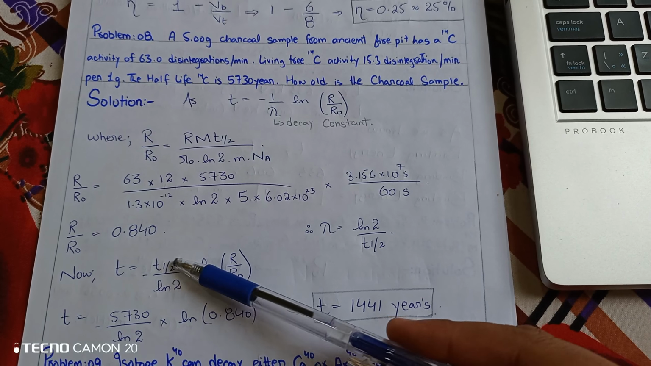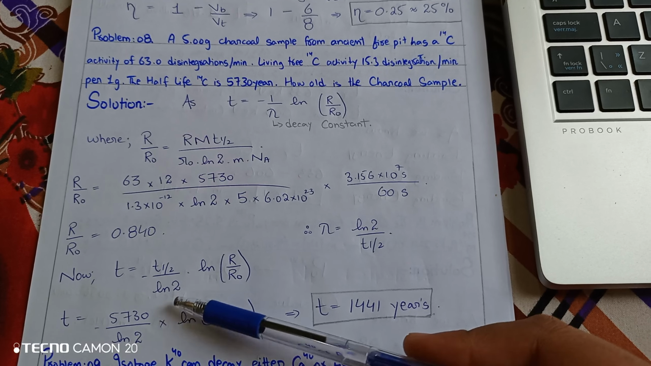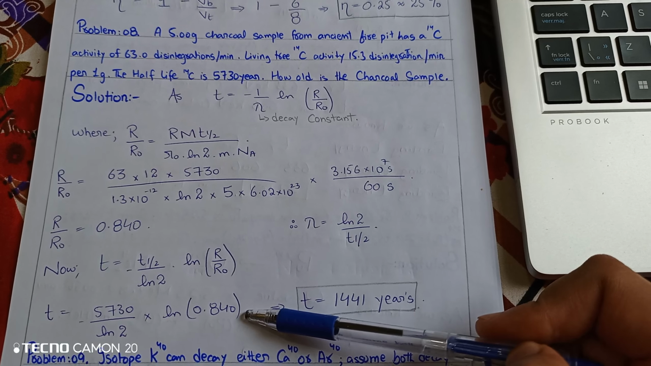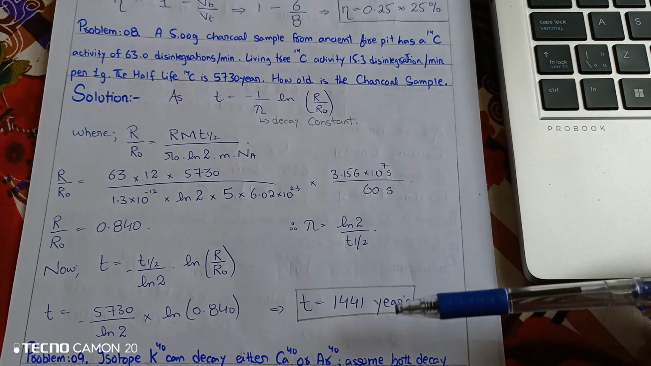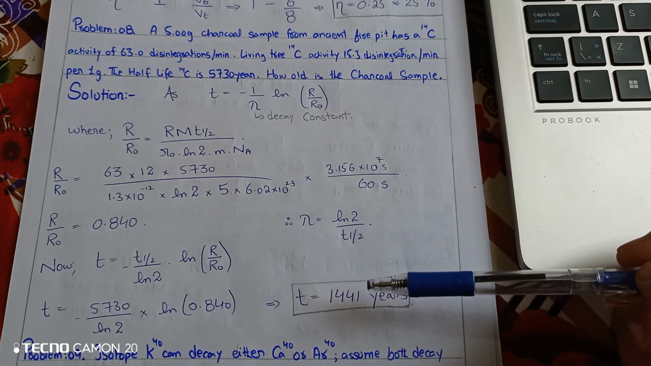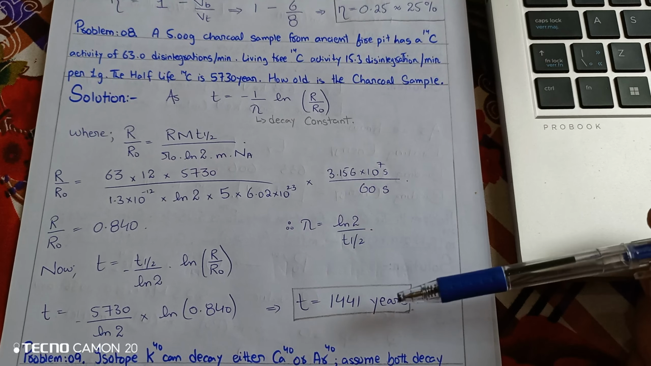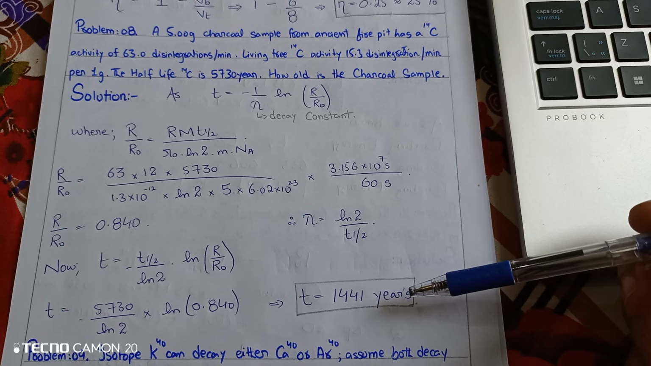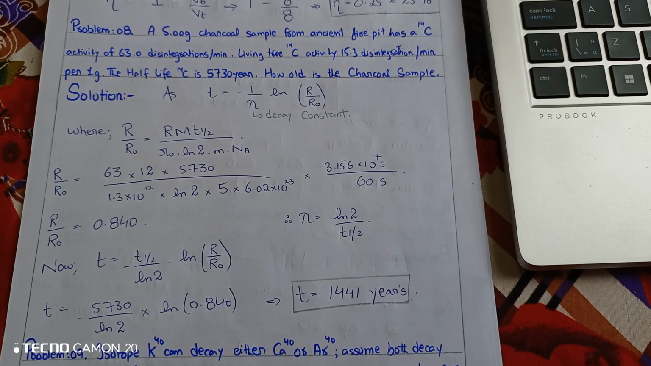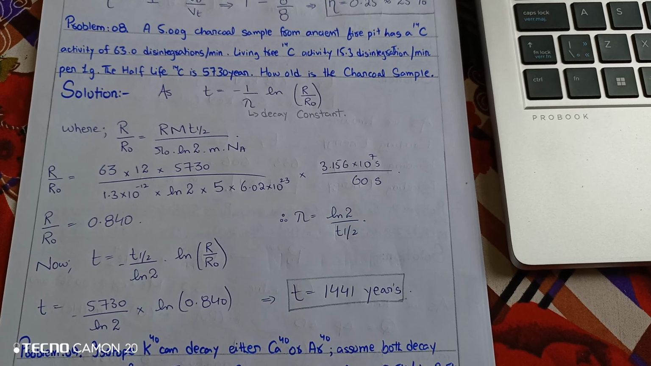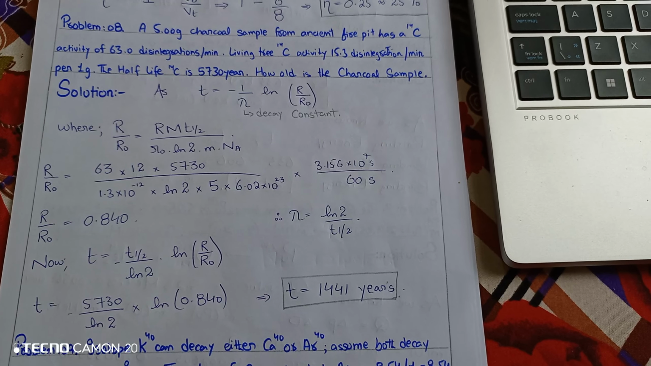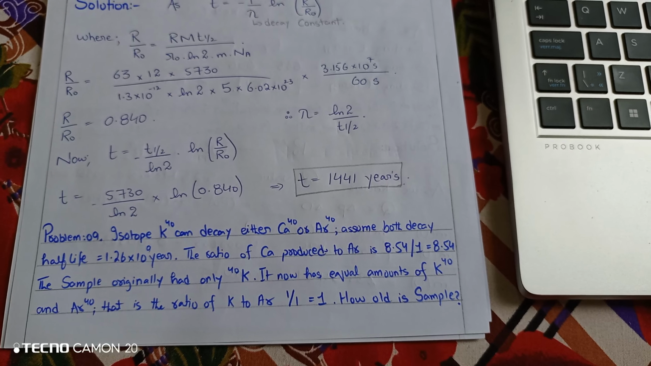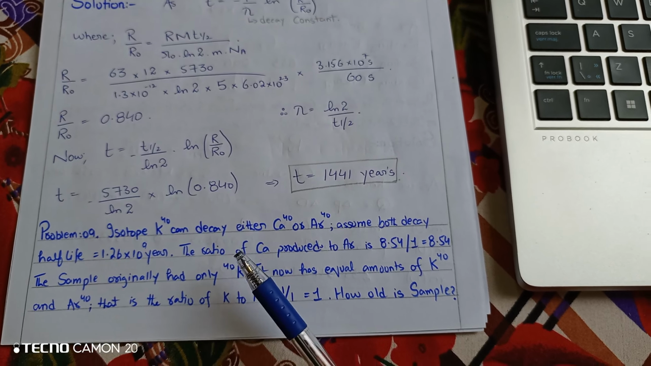Now putting the value of half-life t 1 by 2, which is given as 5730, divided by ln of 2, multiplied by ln of r by r naught, which is given as 0.840. Understood? After doing this, you will get your time, which is 1441 years. It means your charcoal sample is 1441 years old. This is how you can find the age, the time gone, of any radioactive sample.